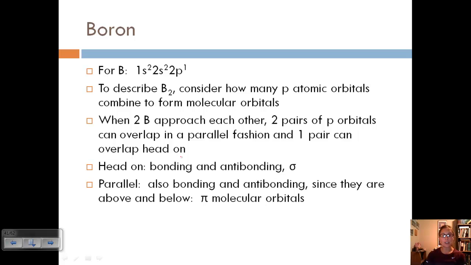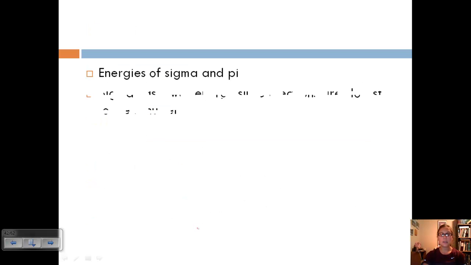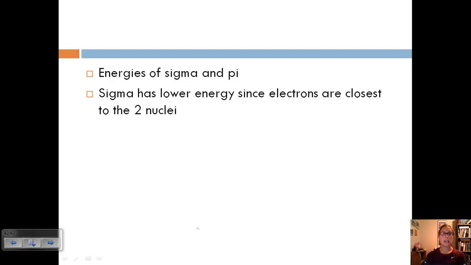If you remember from hybridization, we had a sigma bond in the center between 2 atoms, and pi bonds were either on top or underneath, so you can think about it that way. To relate this to molecular orbitals, we have pi 2p for the bonding orbitals and pi 2p asterisk for the anti-bonding. Let's look at some energies of sigma and pi. Sigma has a lower energy since the electrons are closest to the 2 nuclei, because it's directly in the center of them. Remember, low energy is what we want, so sigma interactions are going to be stronger.